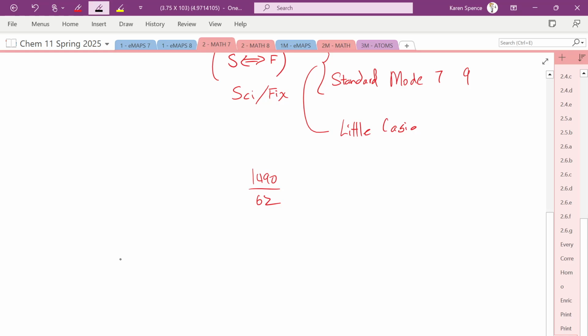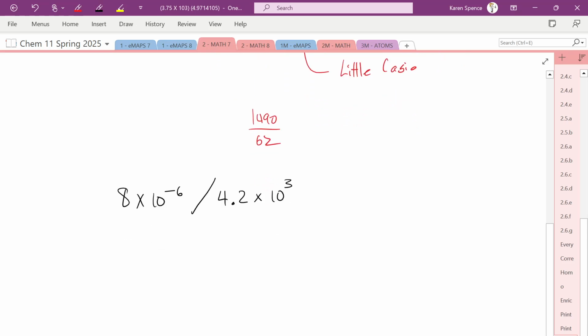Now let's say we were dividing. Let's say I had 8 times 10 to the negative 6 divided by 4.2 times 10 to the 3. So what I'm going to type in on my calculator, I'm not going to do anything weird. I'm not going to write down any work because this is just a division. Whenever it's a division, you do not need to write any work.